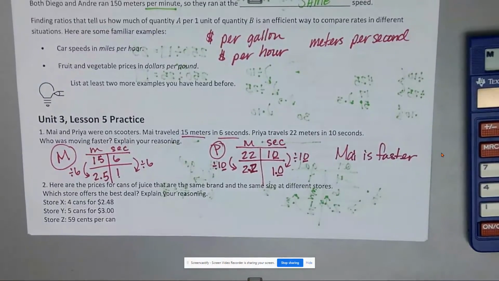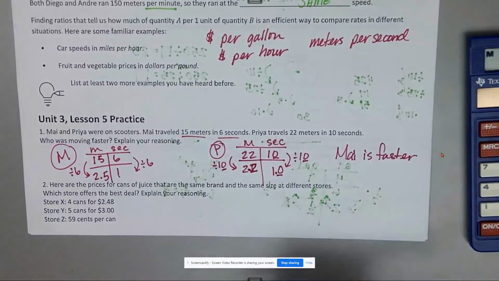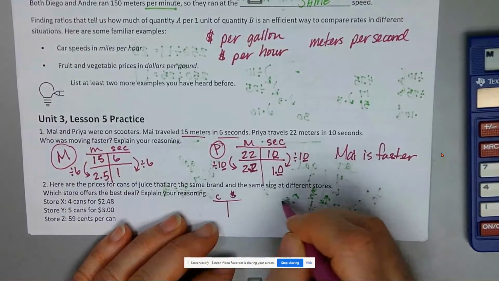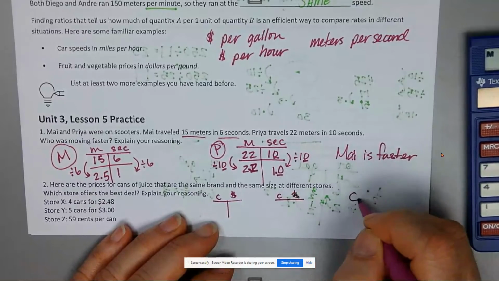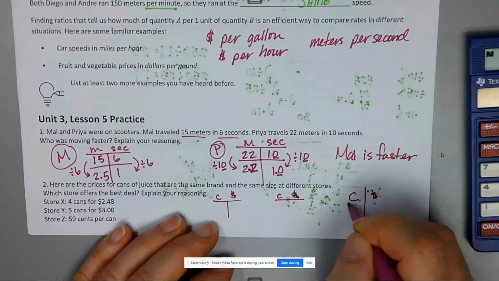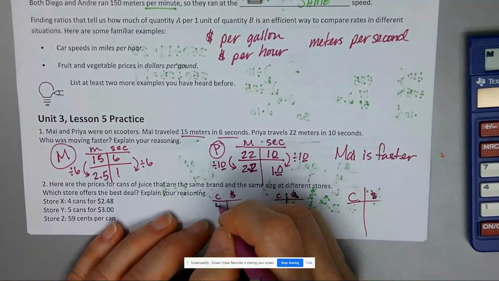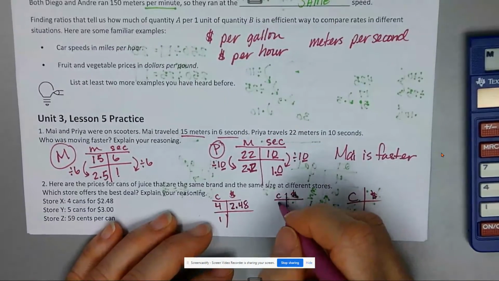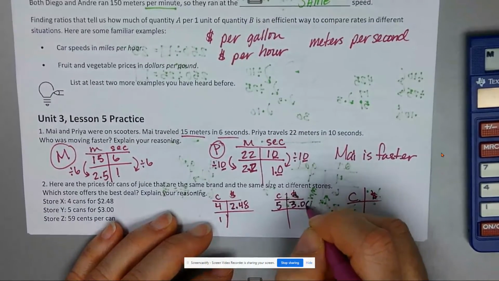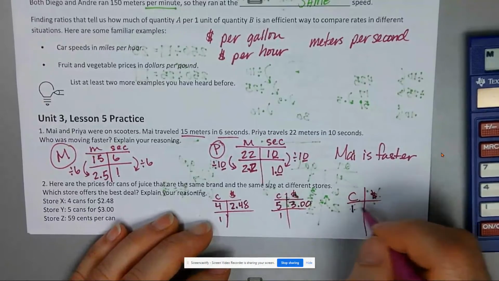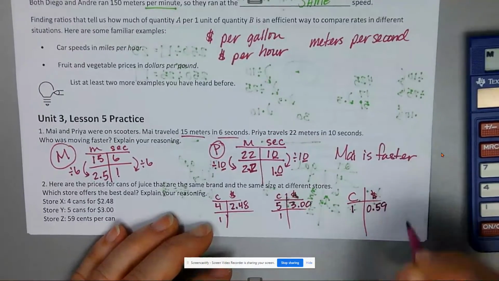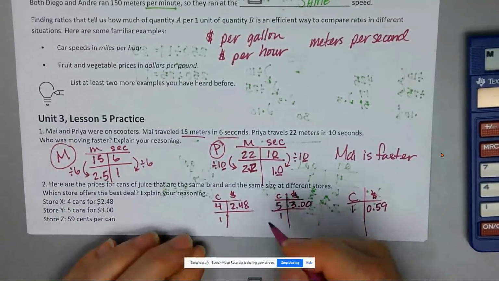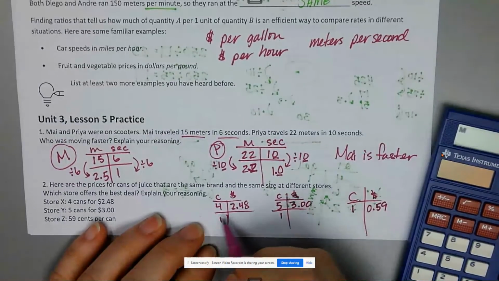Here are the prices for cans of juice of the same brand. I would probably still do tables: cans, money, cans, money, cans, money. 4 cans for $2.48. Find the price of 1 can. 5 cans for $3. Find the price of 1 can. And 1 can is 59 cents. Now you can do it any other way you'd like. That's just my strategy. So I'm going to divide by 4.